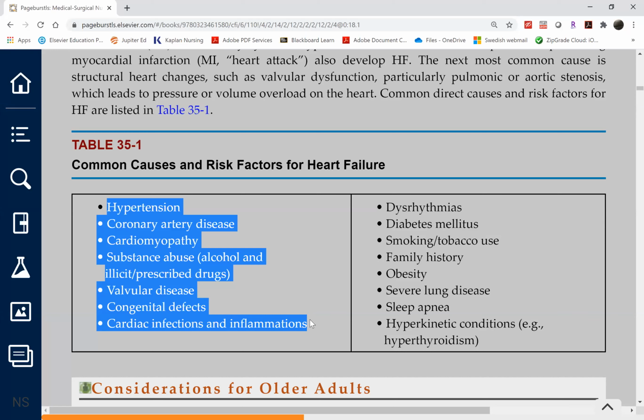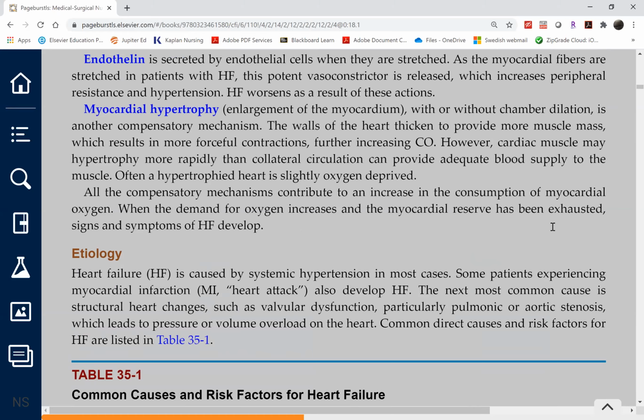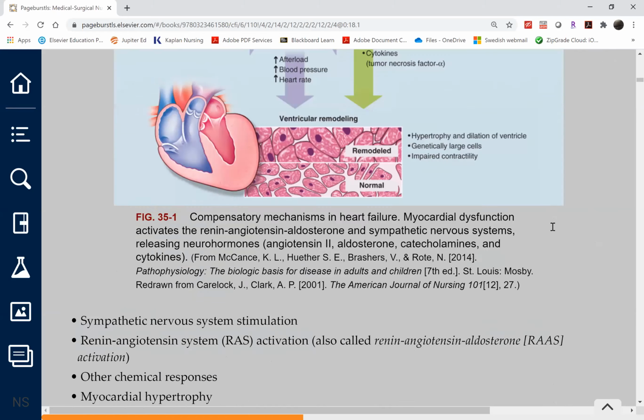Cardiac infections and inflammations. What will happen to the heart here if it's infected or inflamed? What happens to the contractility? It decreases, and so on. So we can go on here. All of these conditions either weaken the heart, meaning decrease the contractility, increase preload, or increase afterload, or any combination of the three.